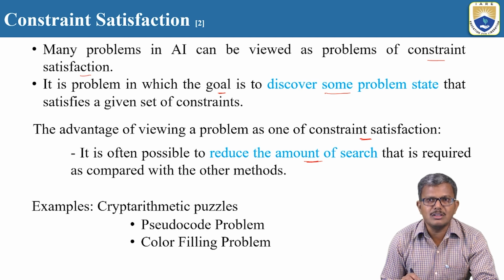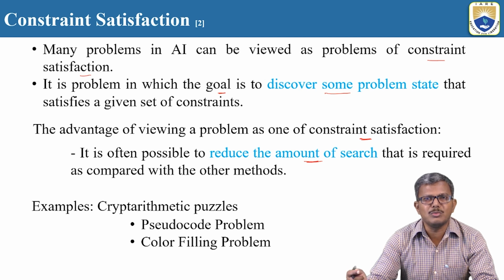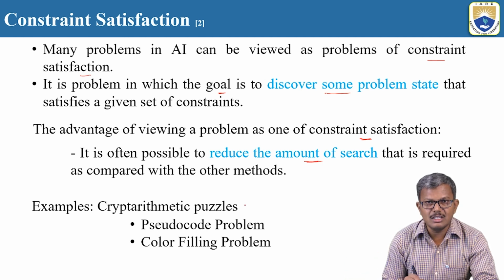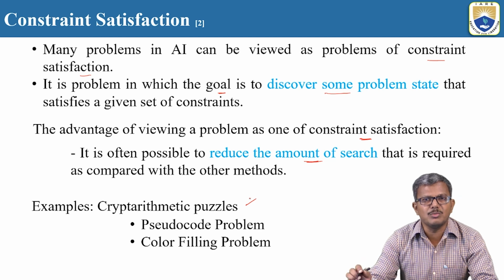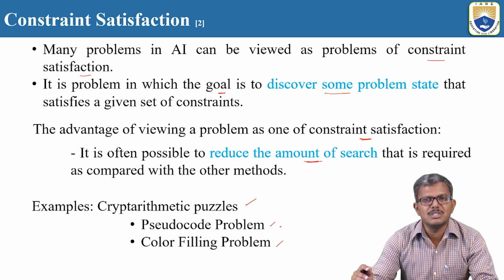Coming to the examples, right? Just now we had a lot of discussion about constraint satisfaction, and we should know what kinds of problems are considered to be constraint satisfaction problems. For example, we can consider cryptarithmetic puzzles, Sudoku problems or color filling problems. They come under constraint satisfaction problems. Let us try to understand more clearly.